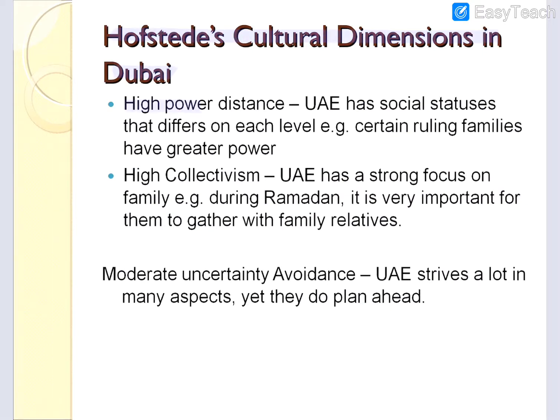Okay, then we have the cultural dimensions in Dubai. So in Dubai, they have high power distance, meaning the UAE has societal status that differs at each level. For example, certain ruling families have greater power, okay. If someone is from a royal family, so they have social status that is different at each level. High collectivism, the UAE has a strong focus on family, okay. For example, during Ramadan, it is very important for them to gather with family relatives. And they have moderate uncertainty avoidance, where the UAE strives a lot in many aspects, yet they will plan ahead. Okay, so they are just moderate lah. They avoid uncertainty. Normally they will plan ahead.